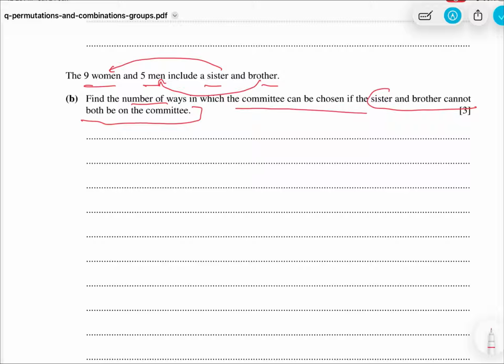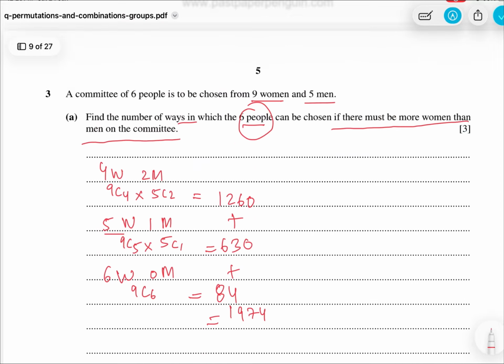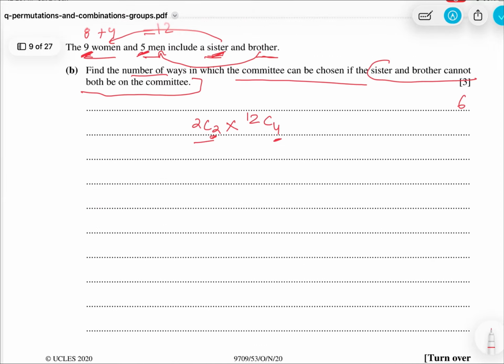Okay, what I will do is I will take both of them in the committee first, so that would be 2C2, times the remaining. The remaining would be 8 plus 4. I've excluded one sister and one brother, so that would be 12. So it would be 12C4, since 4 plus 2 is 6, and the total members in the committee should be 6. It was given 6 people. This will result in 495.